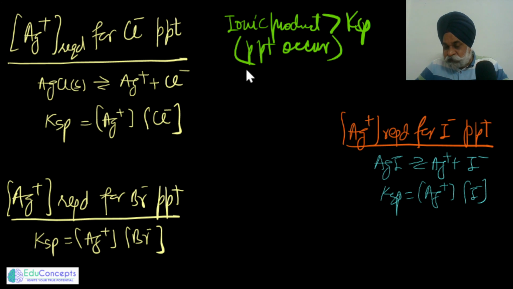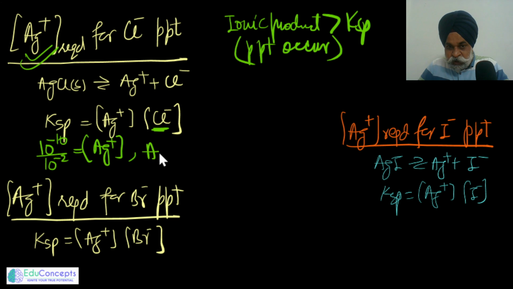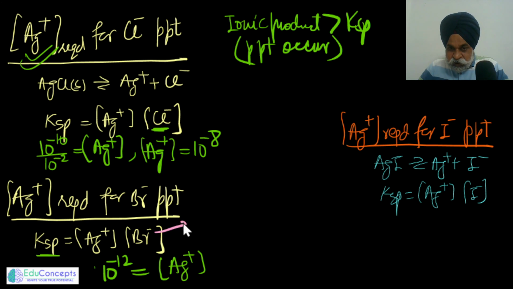Now what does it mean? If the ionic product of the ions which are supposed to be precipitating, their concentration product, is greater than KSP, then precipitation occurs, otherwise not. Now here the KSP of AgCl is 10^-10 I have taken, and the chloride concentration in the solution is 10^-2. So that means the Ag ion required for precipitation of silver chloride would be 10^-8 moles of Ag positive. When we reach this in the solution, AgCl would start undergoing precipitation. Similarly, for the bromide, I have taken the KSP as 10^-12, and we want to find out the Ag positive concentration, and the Br concentration we have taken as 10^-2.